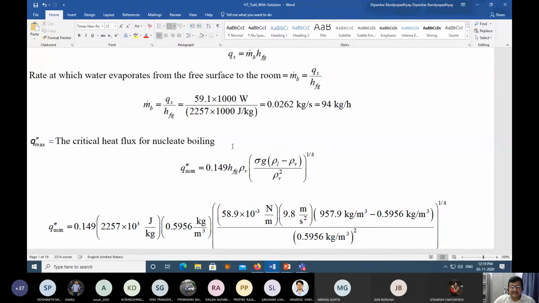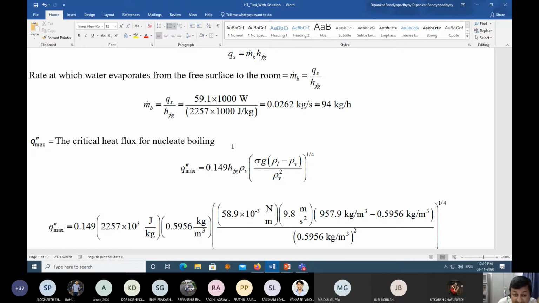So you have all the parameters. h_fg and rho_v you have already calculated. Sigma you already know. g is there. Rho_l is also there. So you have to evaluate q"_max. This is the point which is associated with the maxima in the Nukiyama chart.